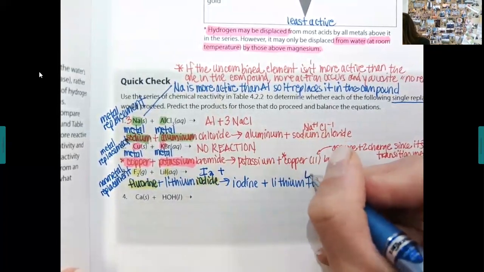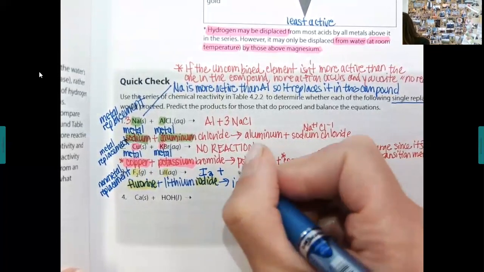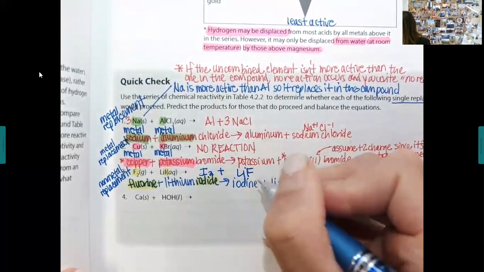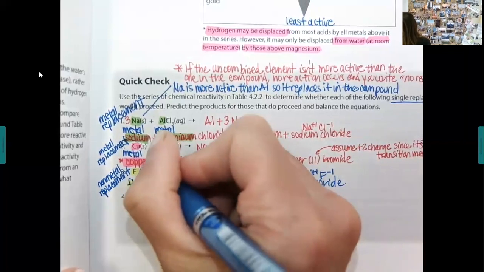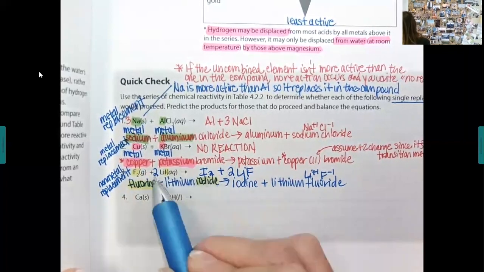Lithium fluoride, if you look at the periodic table, lithium is a +1, fluoride is a -1, and you're going to end up with LiF. Then from there, you need to balance it. I would put a 2 in front of LiF to balance the fluorine, which means a 2 goes in front of LiI to balance the lithium, and now my iodines are balanced, okay?